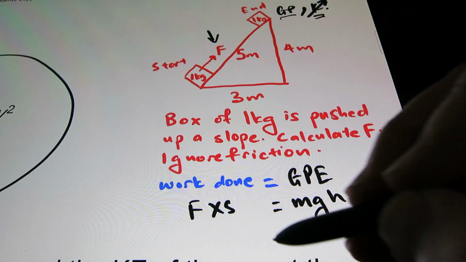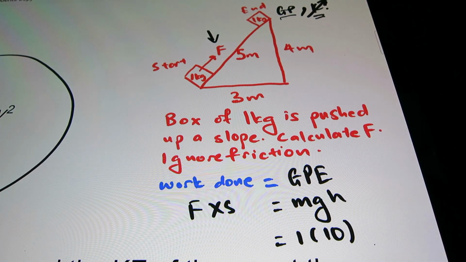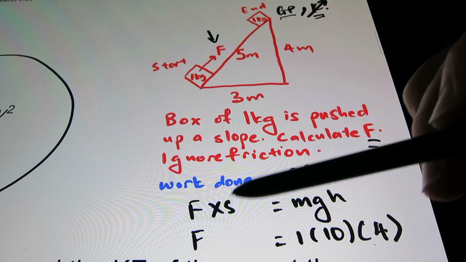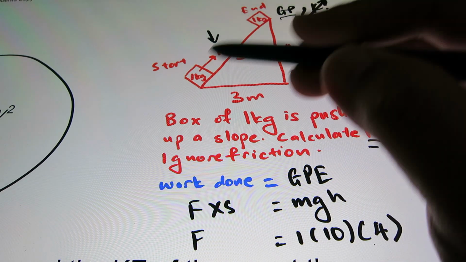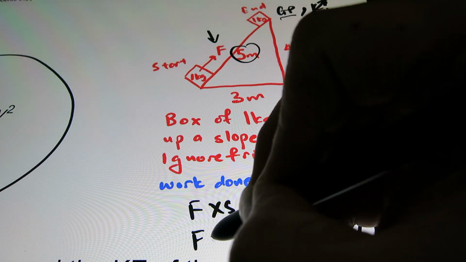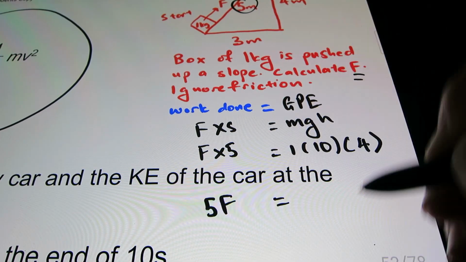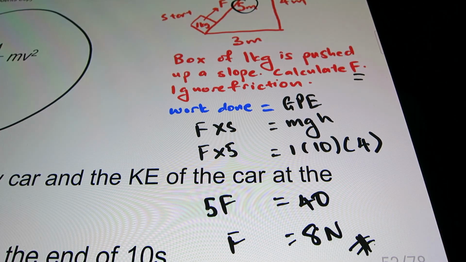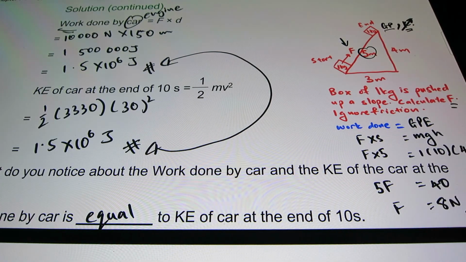So what is the GPE of the box? The box is 1 kg times 10 gravitational field strength times height of 4. The force is the one that you are supposed to find. Remember that the distance moved must be in the same direction as the force. So if the force is moving in this direction, the distance we are using is the 5 meters. So force times 5 meters. What I have now is 5F equals 40. So F is equal to 8 newtons. So now I found the answer. So that is work done. It needs a little bit of digesting because it is a bit of a weird concept.